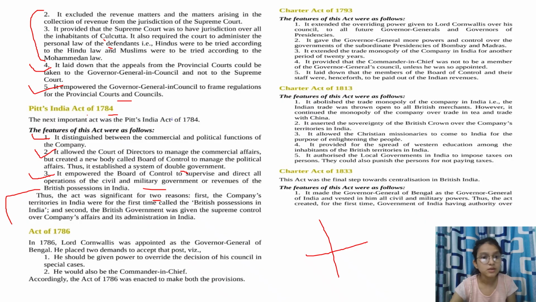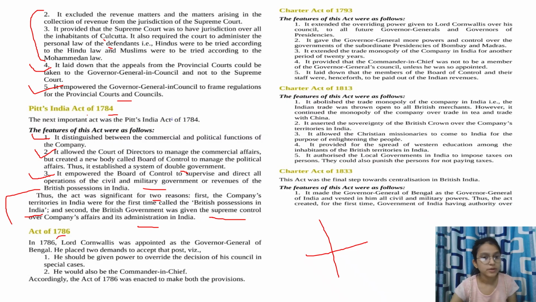First, the company's territories in India were for the first time called the British possessions in India. So as I said, the company has started ruling over India. That was the very first position of the British over India. And second, the British government was given the supreme control over the company's affairs and its administration in India. Now the Queen has realized that the company has become more powerful, that's why they have certain limitations over this company. Now the company is ruled by the British Parliament only.